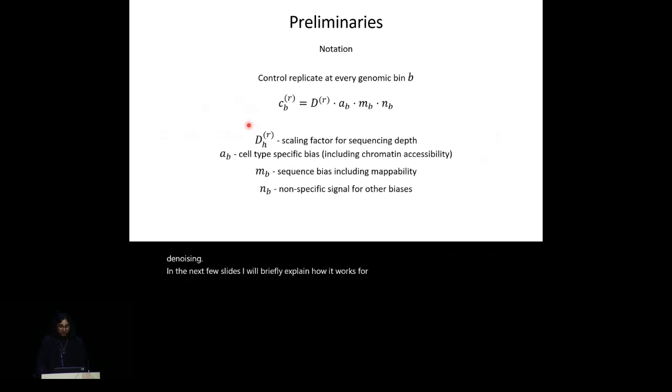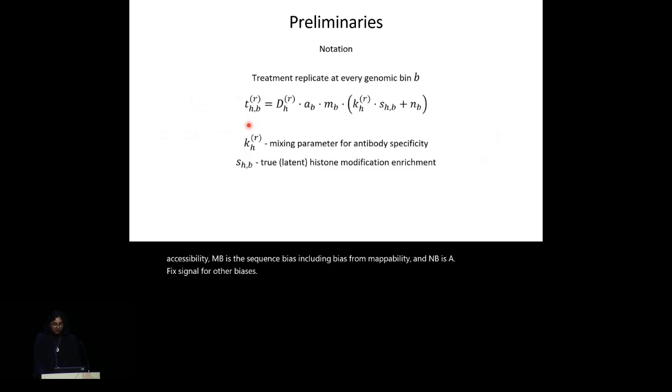For each genomic bin, the control replicate is written as an element-wise product of 4 terms. DHR is a scaling factor to account for sequencing depth. AB is a cell type specific bias, which includes bias from local chromatin accessibility. MB is the sequence bias, including bias from mappability. And NB is a non-specific signal for other biases.